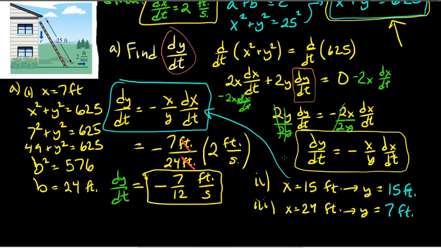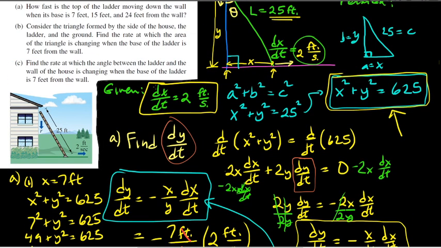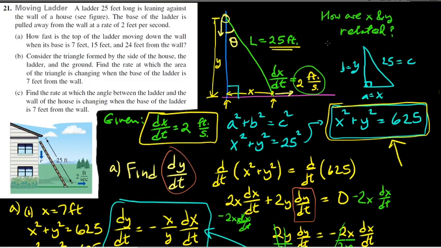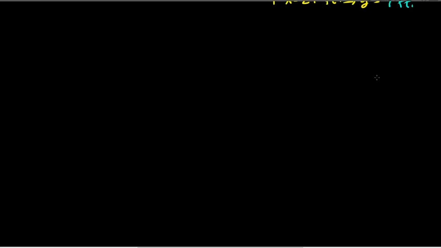Okay, so that's all just part A. I guess we should do part B. Consider the triangle formed by the side of the house. That's this triangle over here. Consider that triangle. Find the rate at which the area of the triangle is changing when the base of the ladder is 7 feet from the wall. So, yeah, let's draw the picture again here. So this will be for part B.